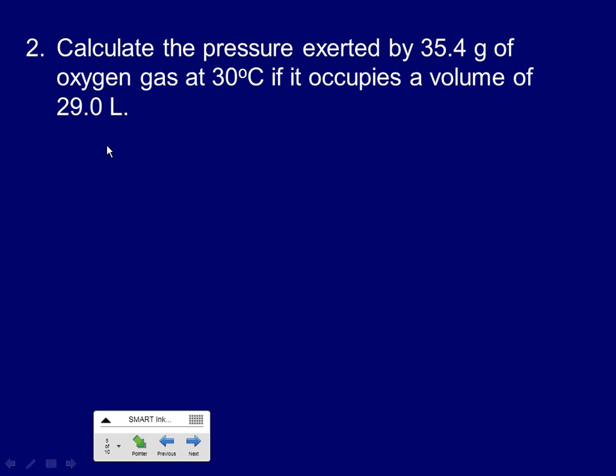For the rest of us who want to participate in the Mr. Sanders show, I will keep going on number 2. Calculate the pressure exerted by 35.4 grams of oxygen gas at 30 degrees Celsius if it occupies 29 liters. Right off the top, you'll notice I give you a piece of information that isn't in PV equals nRT. I have 35.4 grams of O2.